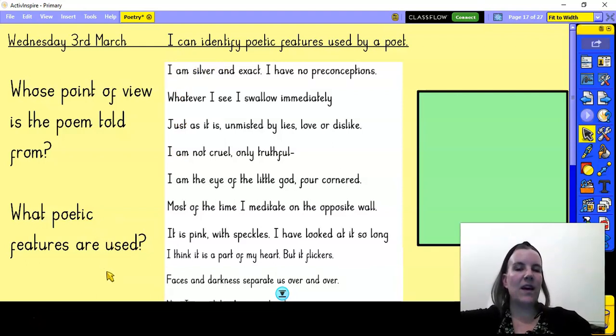I am silver and exact. I have no preconceptions. A preconception is when you have an idea about something when you don't really know it very well. Okay, so it's a bit of an idea or a thought or an opinion about someone or something when you don't really know the truth. Okay, I'll start again. I am silver and exact. Something that's going to be silver and something that's exactly as it is. And I have no preconceptions.